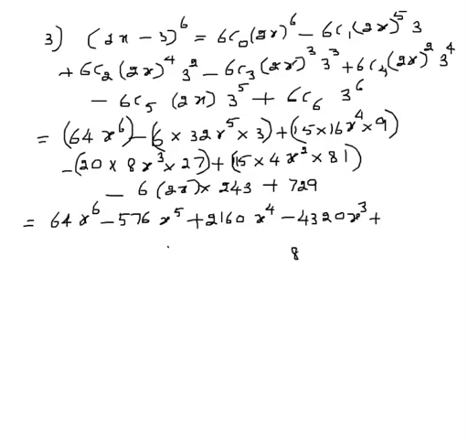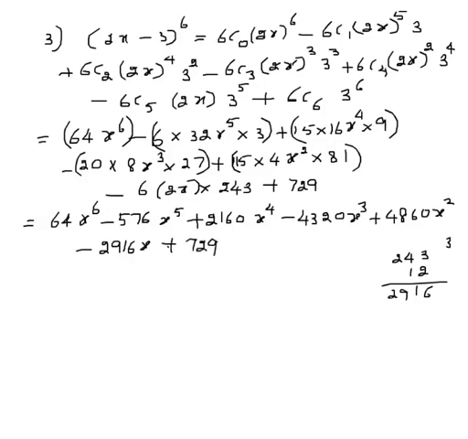15 fours are 60. So 81 times 60. 4860 x squared minus 243 times 12. 2916x. And the last term is 729.